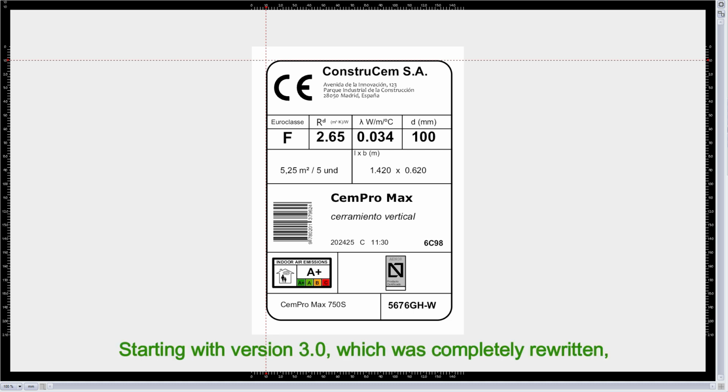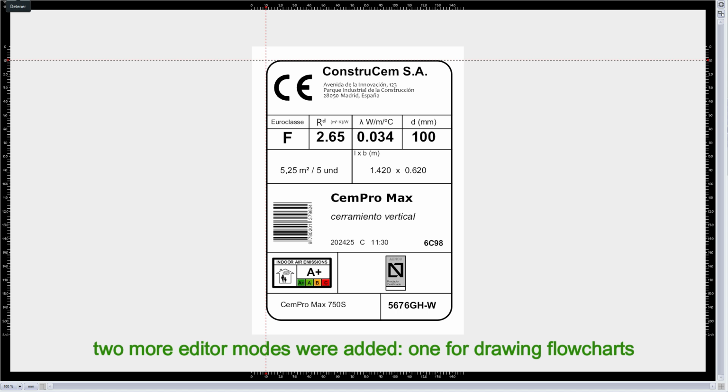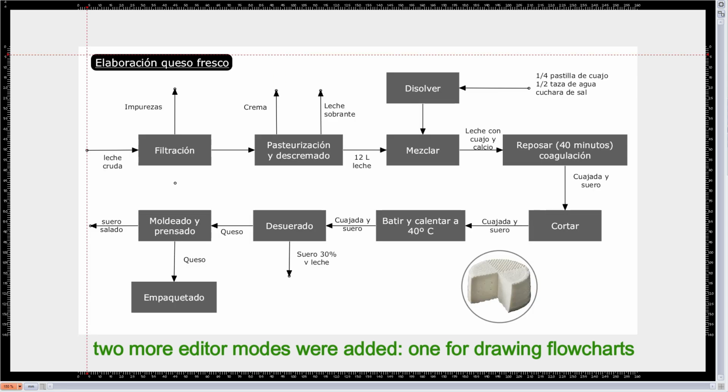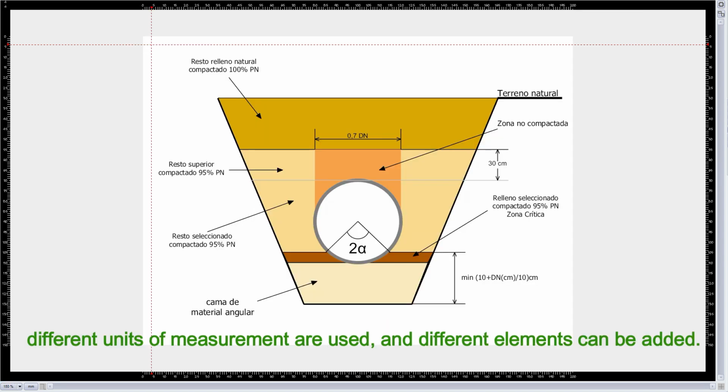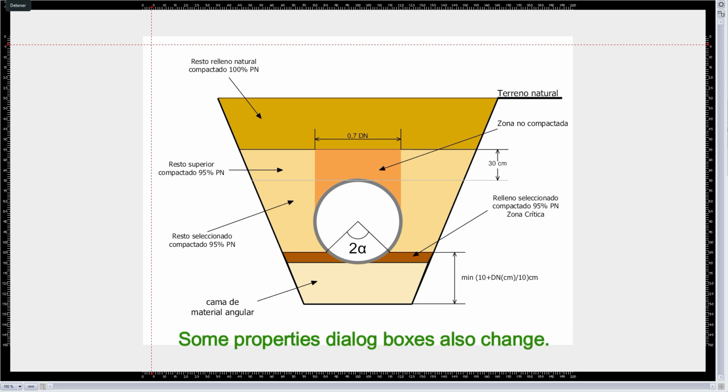Starting with version 3.0, which was completely rewritten, 2 more editor modes were added, one for drawing flowcharts and another for technical drawings. Depending on the editor mode, different units of measurement are used and different elements can be added. Some properties dialog boxes also change.